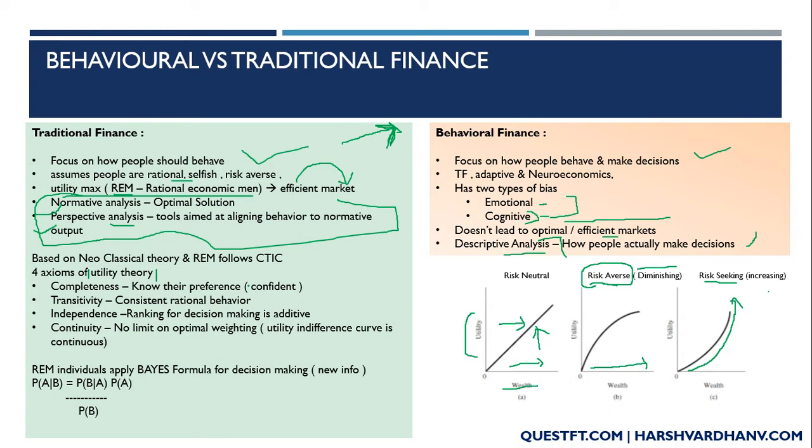Okay, so there are four items which are mentioned over here, and they are asked in the exams in the AM and PM section both. So there are four axioms of utility theory. One is completeness, transitivity, independence, and continuity.